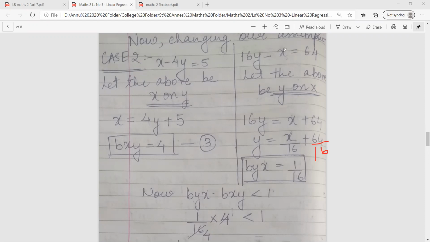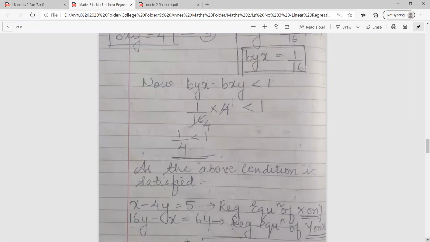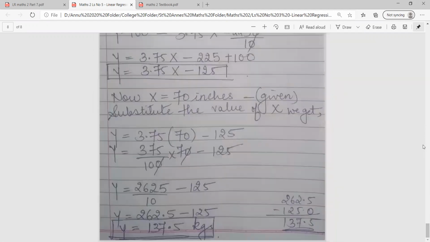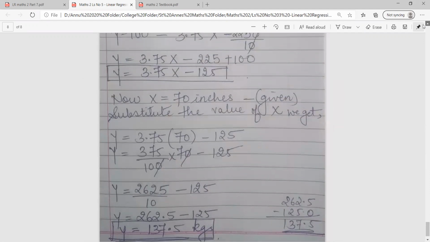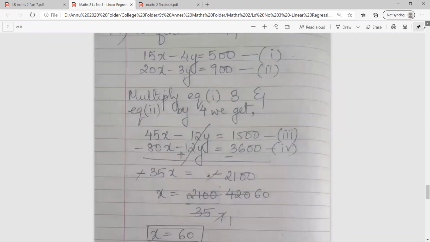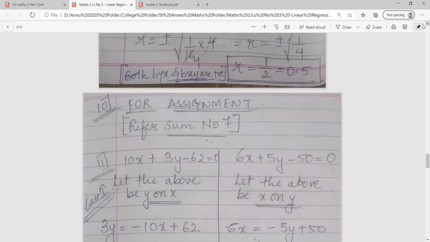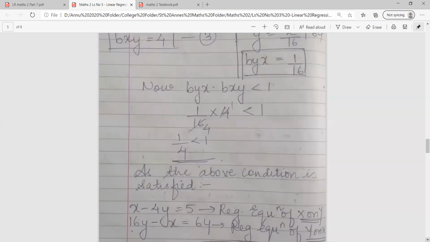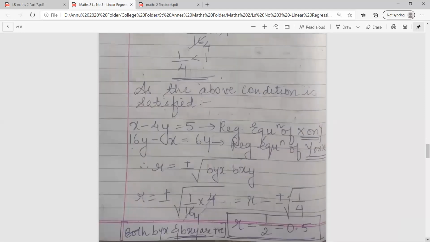So the condition should be bxy into byx should be less than 1. After checking, we saw that the condition is satisfied over here, that is, I'm getting 1 by 4, which is less than 1. So as the above condition is satisfied, we can say that the first equation is x on y, and the second equation is y on x. Okay, I hope you all are clear with this, class. All right.